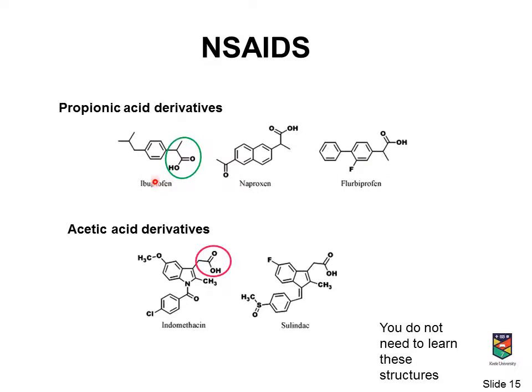So these drugs, ibuprofen, naproxen, and flurbiprofen, these are propionic acid derivatives, whereas indomethacin and sulindac have got acetic acid, so 2 carbon. These are acetic acid derivatives, and so indomethacin and sulindac are referred to that way, and so they're distinct from the propionic acid derivatives. That's just so you can understand where this terminology comes from.